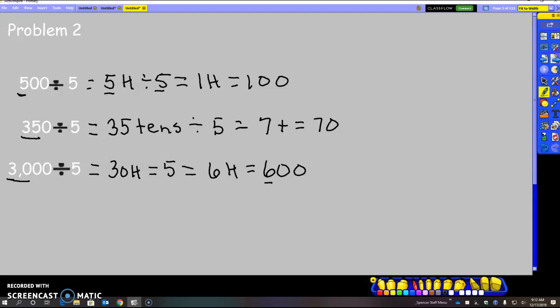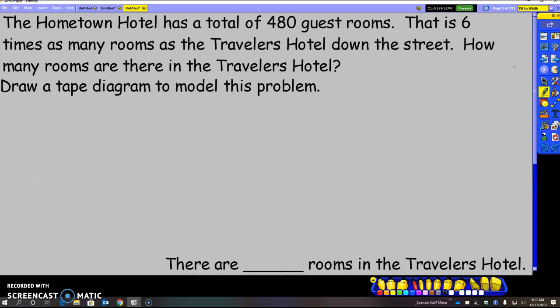Okay. Alright, guys. We've got one last word problem here to practice, and hopefully our problem set feels good. The Hometown Hotel has a total of 480 guest rooms. That is 6 times as many rooms as the Travelers Hotel down the street. How many rooms are there in the Travelers Hotel?